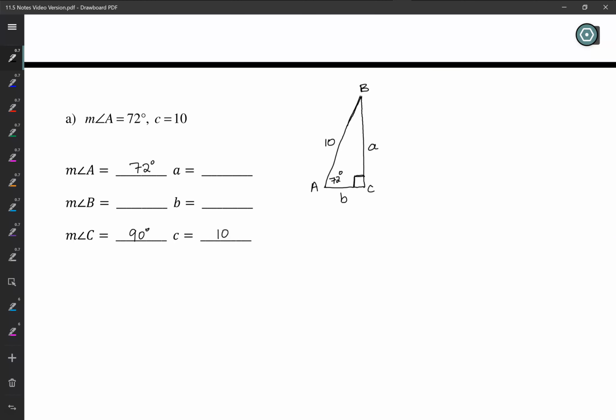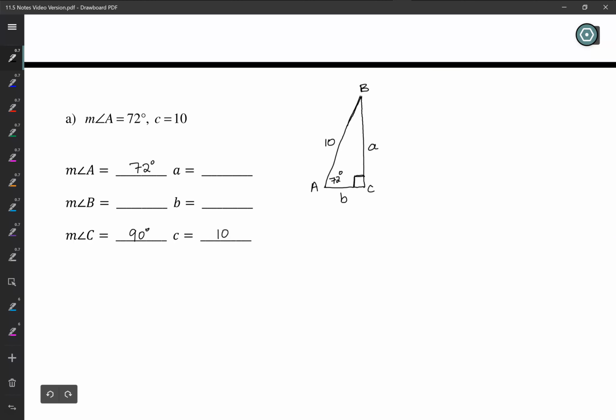Now if you drew your triangle rotated around, that's totally fine. I don't care which way it's rotated, as long as little a is across from big A, little b is across from big B, little c, which is 10, is across from big C. And the 72 degrees has to be angle A. So it doesn't matter which way it's rotated, you just have to have the numbers in the right place and the letters in the right place.